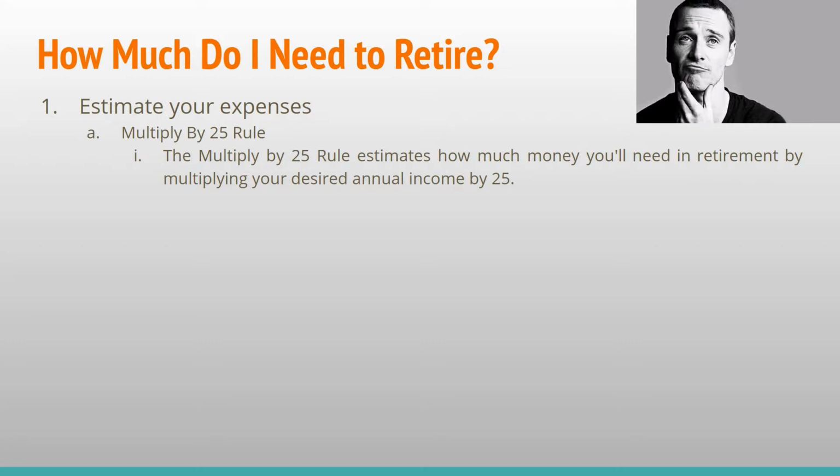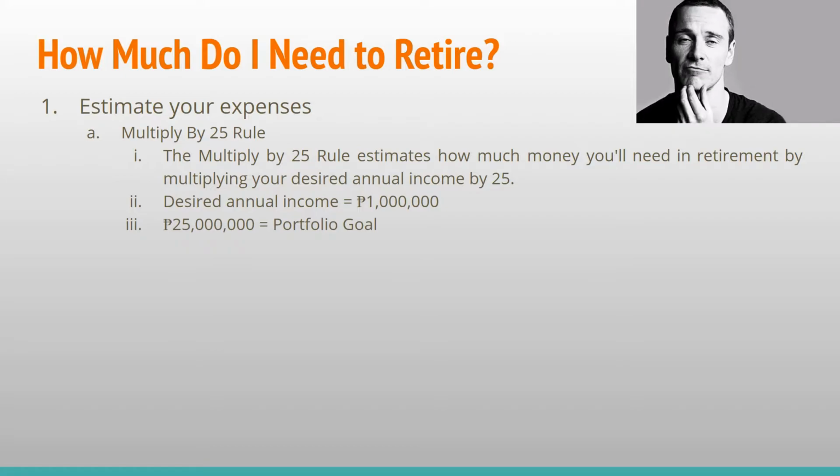The multiply by 25 rule estimates how much money you'll need in retirement by multiplying your desired annual income by 25. For example, ang desired annual income mo pag nag-retire ka is 1 million pesos. I-multiply mo lang yan by 25, so magiging 25 million pesos siya. Yun yung magiging portfolio goal mo.